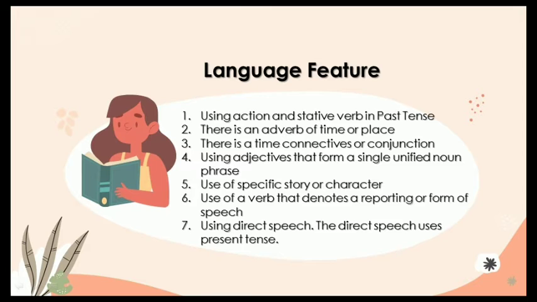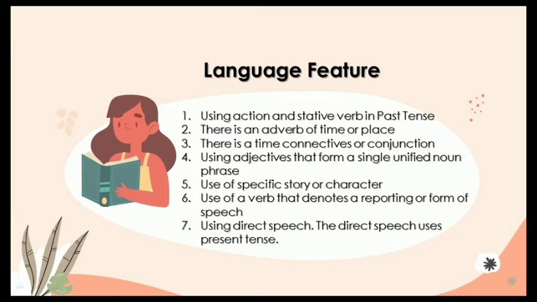And number 3 is there is a time connectives or conjunction. For example, the words are before, after, when, suddenly, as soon as, and etc. Number 4 is using adjectives that form a single unified noun phrase. For example, the Red Riding Hood, the poisoned apple, and so on. And number 5 is use of specific story or character. For example, Malin Kundang, Cinderella, Snow White, and etc.